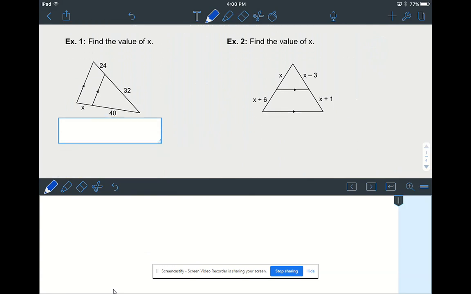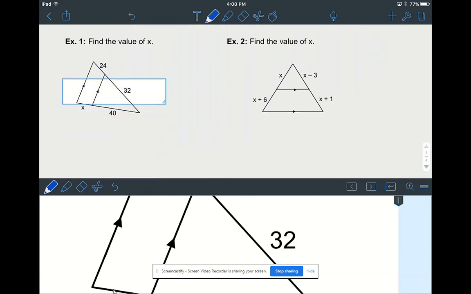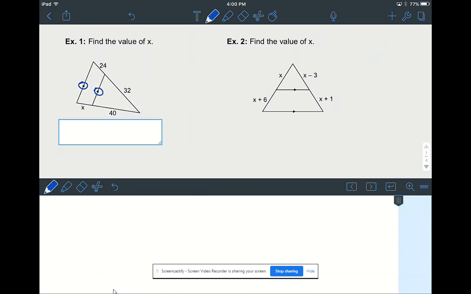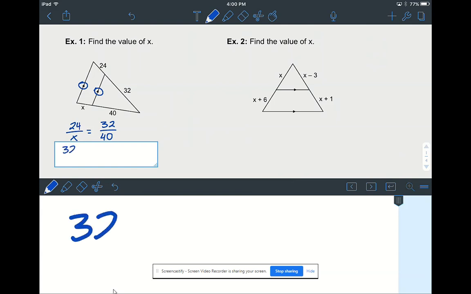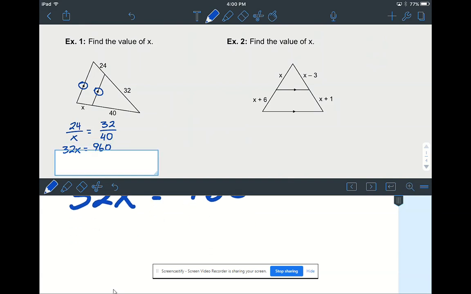So we've got find the value of x. First thing we're going to look for, we have those parallel lines. All right, with those parallel lines, we can set up a proportion as long as you stay consistent. So I'm going to go top to bottom. So I'm going to go 24 over x equals, then go back to the top, 32 over 40. Cross multiply. 32x equals 960. So x equals 30.